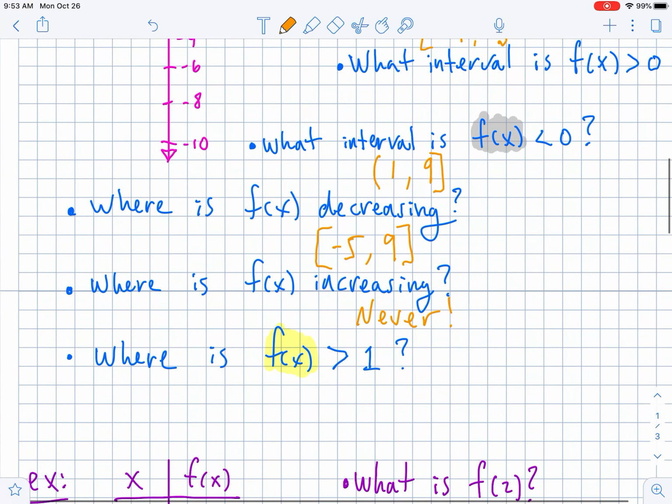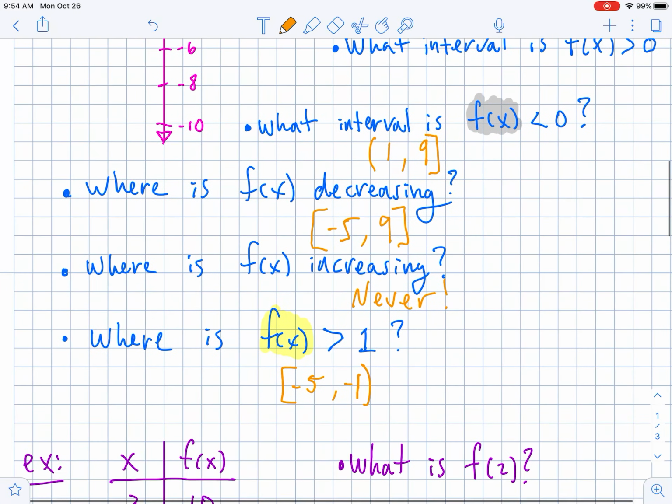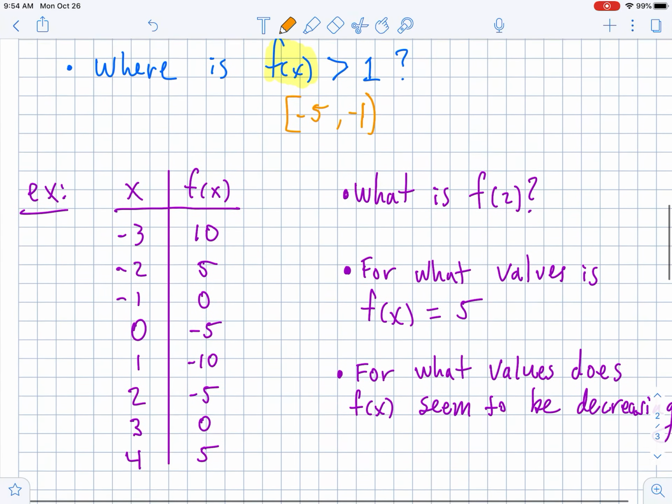So the answer is going to be -5 up to -1, including -5, but not including the -1, because right at -1, it's equal to 1. It's not greater than 1.